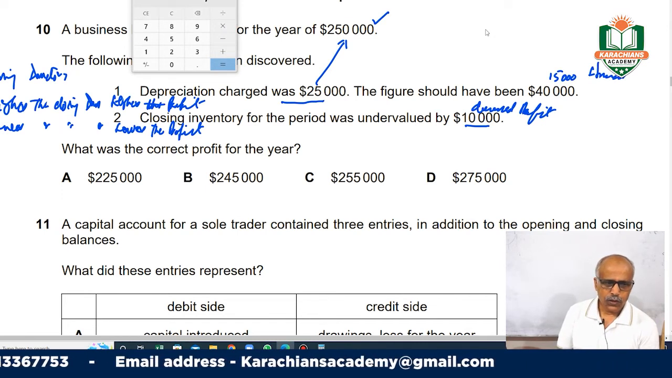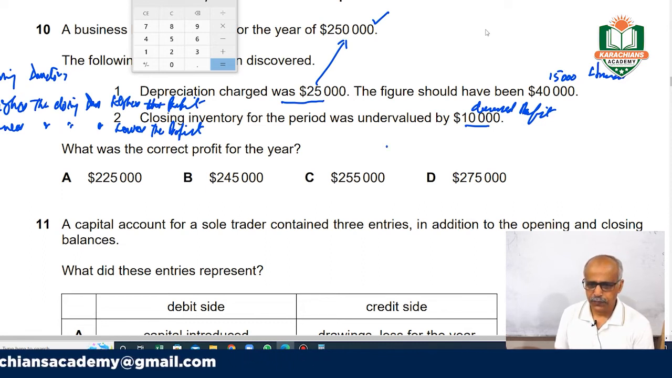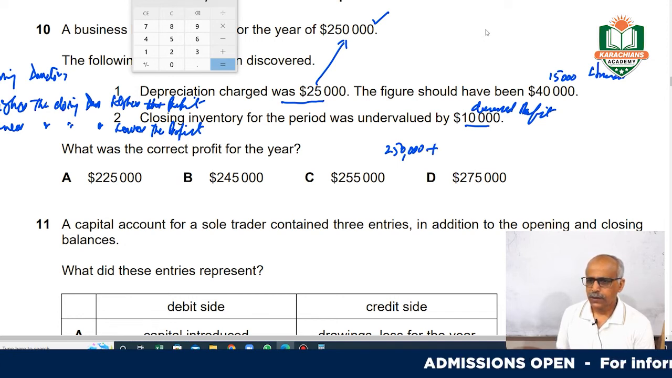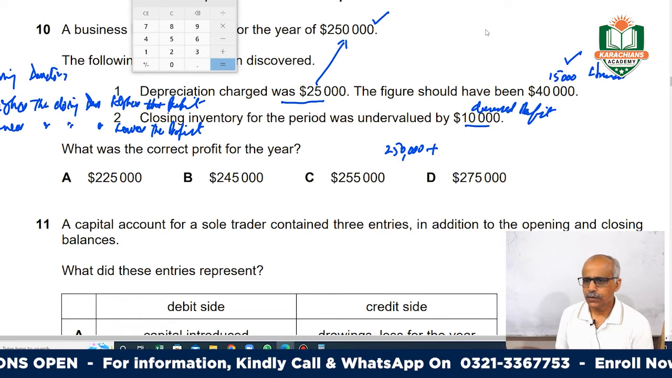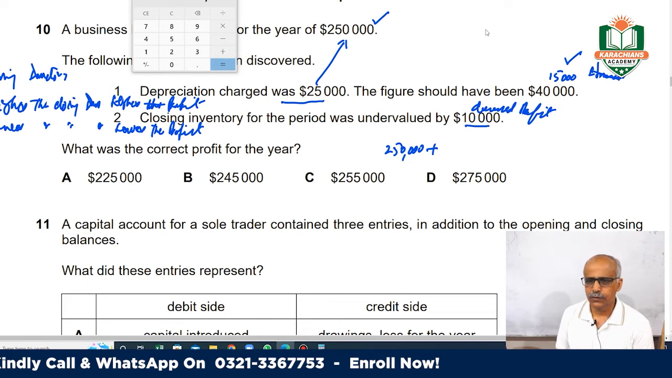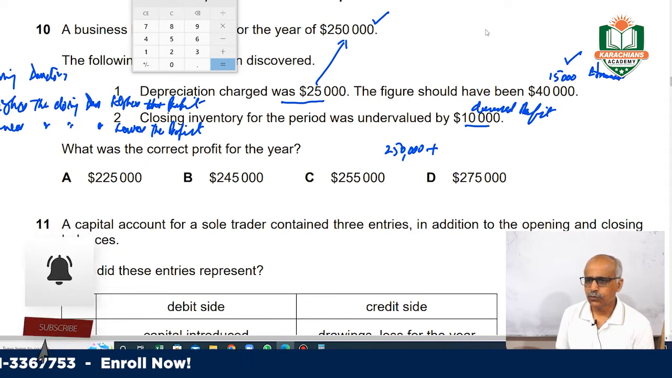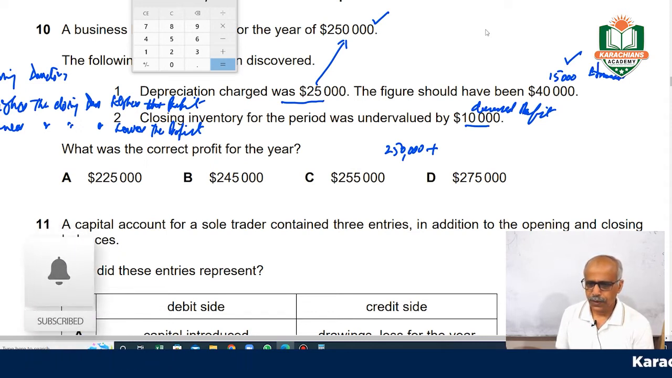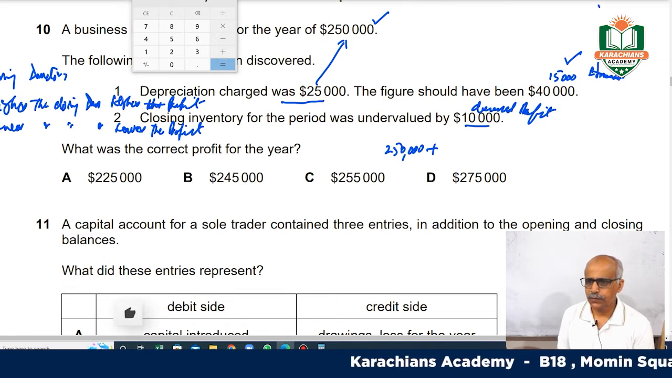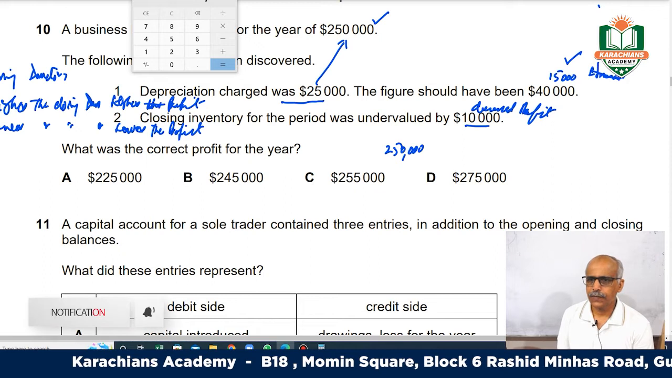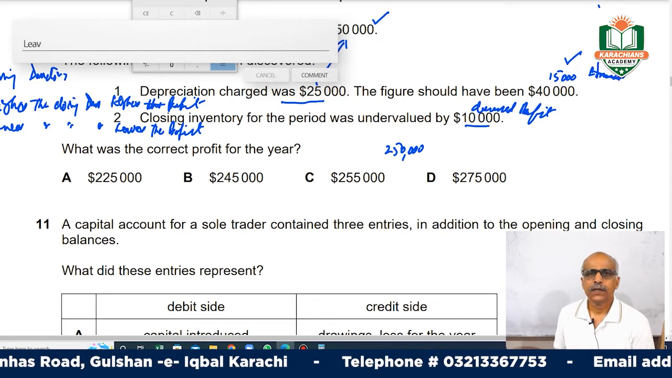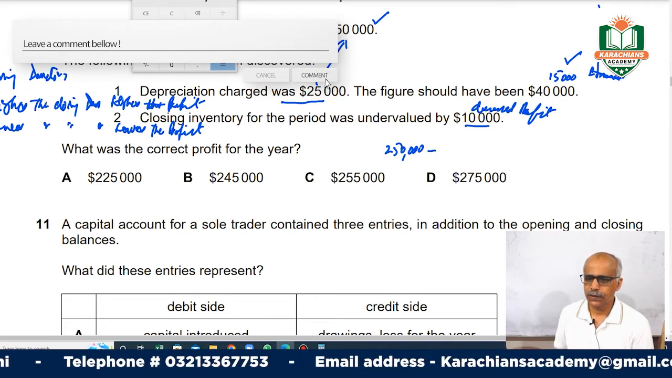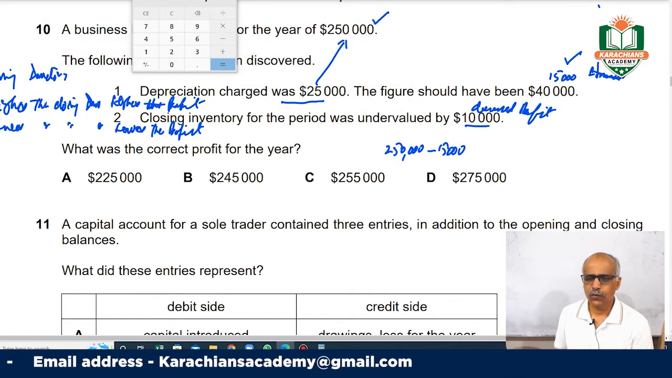So what was the correct profit for the year? If you calculate the correct profit for the year, the 250,000 was your draft profit. You have already increased it because you undercharged, now you have to charge more. You have charged 25,000, right? And you were to charge 40,000. So there you undercharged 15,000. So 15,000 you have to deduct from your profit. Your profit was overstated, right?